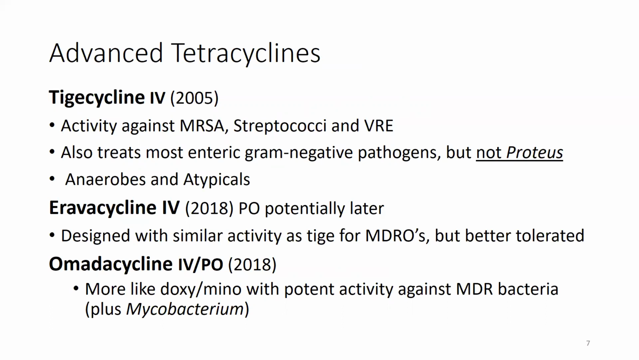Ravacycline has similar activity as tigecycline, but it's better tolerated. Right now, it's only approved IV, but there was an oral version studied in clinical trials for urinary tract infections. Unfortunately, it doesn't get real great urinary concentrations, and it ended up not being able to show that it was non-inferior to the comparators, so it didn't get approved.